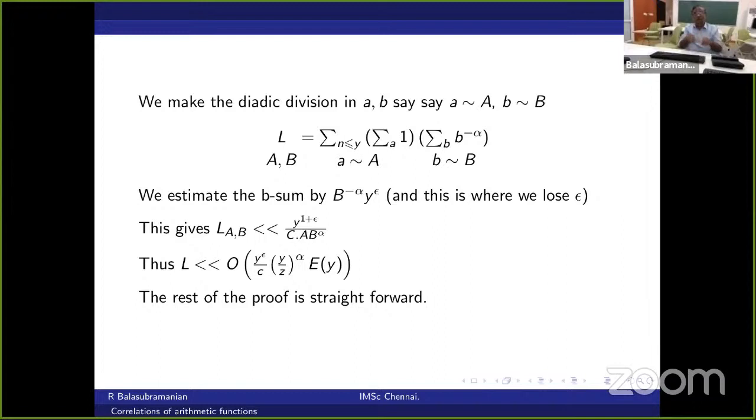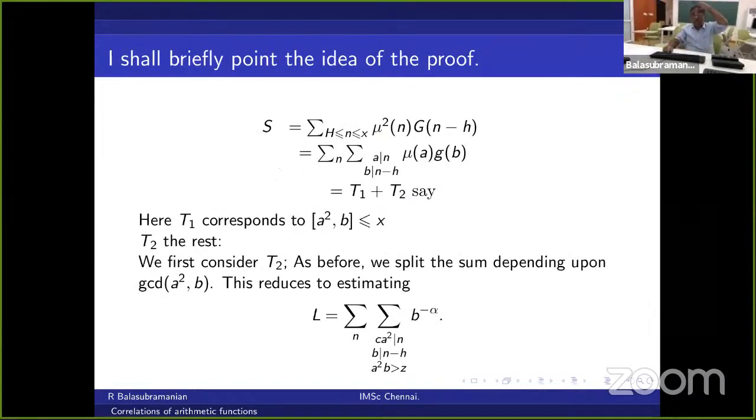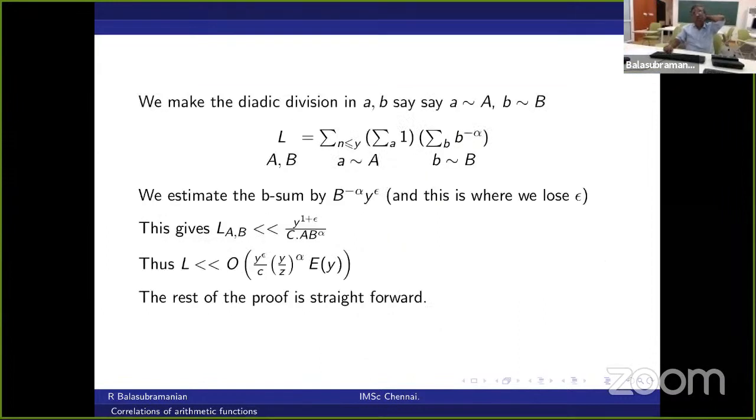If I have a summation over n, and then a summation over a with the condition that a square divides n, and the summation over b with the condition that b divides n minus h, and then interchanging, I don't know how to do that. Therefore, the only thing we do is, for the summation over b power minus alpha, I take out the L infinity now.